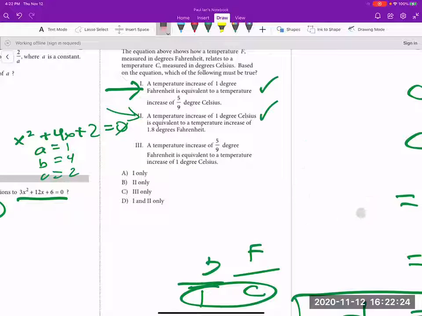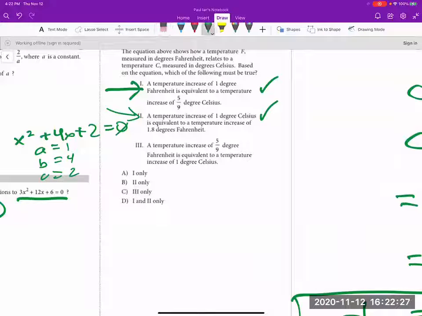Let's look at number 3. A temperature increase of 5/9 degree Fahrenheit is equivalent to the temperature increase of 1 degree Celsius. So either 1 or 2 are correct, and this third one might be wrong, right? Because they're pretty much switching it. Let's look at 5/9 degree Fahrenheit and the one that matches it. It would be this one. So it's either 1 or 3 that is correct. But since 1 is correct, 3 can't be correct, right? Yeah. So it's D.